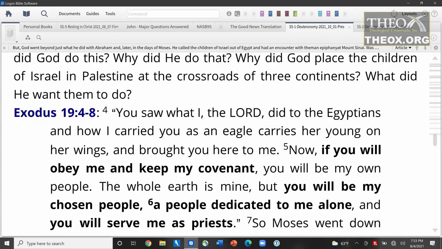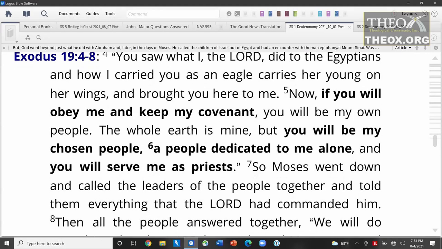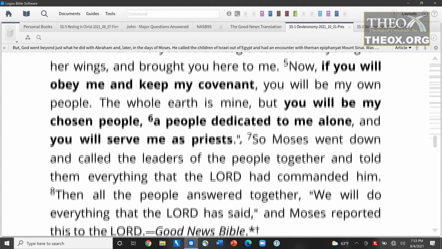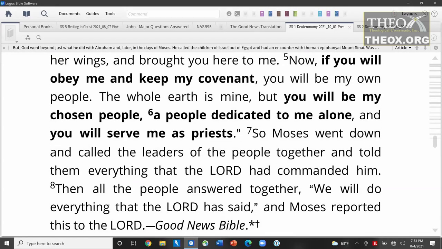Well, in Exodus 19:4-8, "You saw what I, the Lord, did to the Egyptians, and how I carried you as an eagle carries her young under her wings, and brought you here to me. Now, if you will obey me and keep my covenant, you will be my own people. The whole earth is mine, but you will be my chosen people, the people dedicated to me alone, and you will serve me as priests."